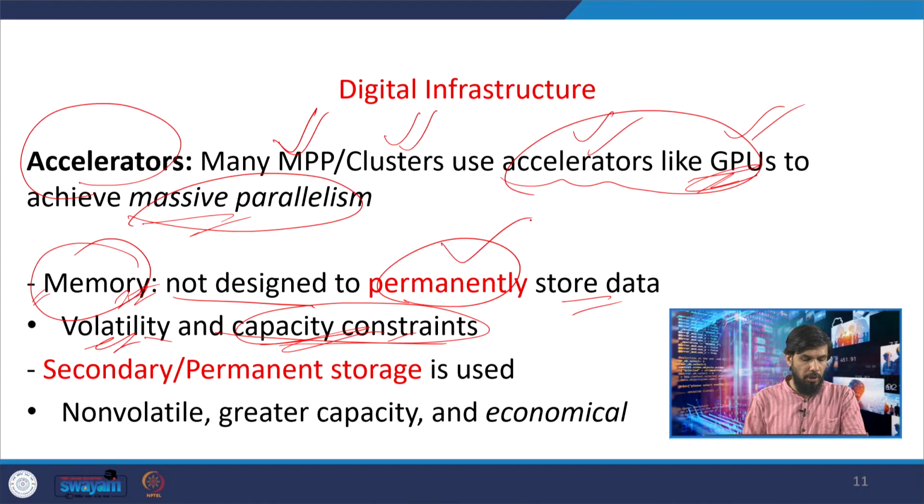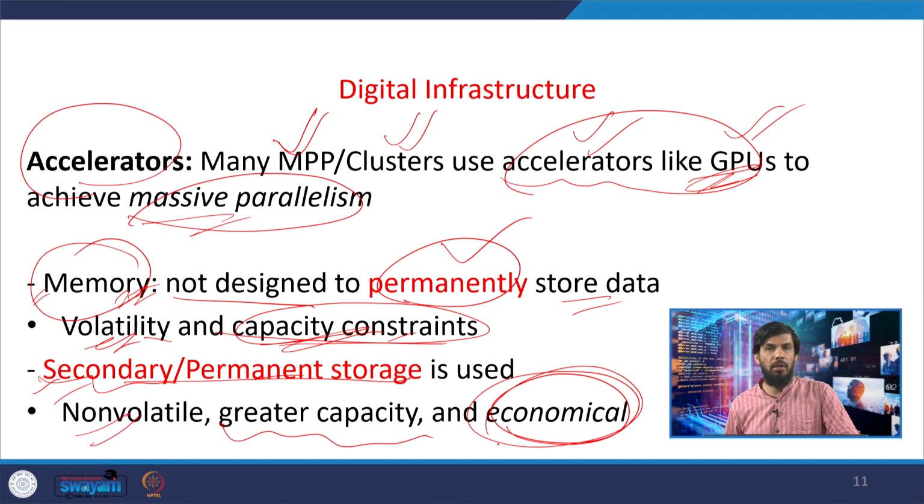Then what is there for permanent storage? Secondary storage is the common term used, and sometimes permanent storage. So, what are the properties? Non-volatile, greater capacity and economical. Economical is an important factor here, because you need to store large amounts of data, and therefore you need lots of storage, so it has to be economical. Greater capacity because you want to store lots of data, and non-volatile, so you should be able to access it again and again in a more permanent way, right. So, secondary storage is used to store that data: non-volatile, greater capacity and economical.